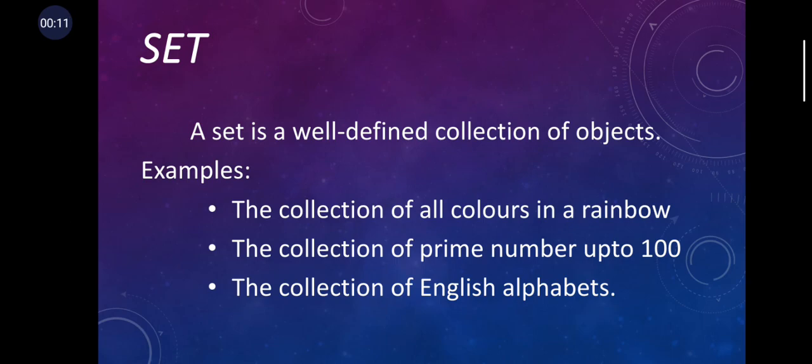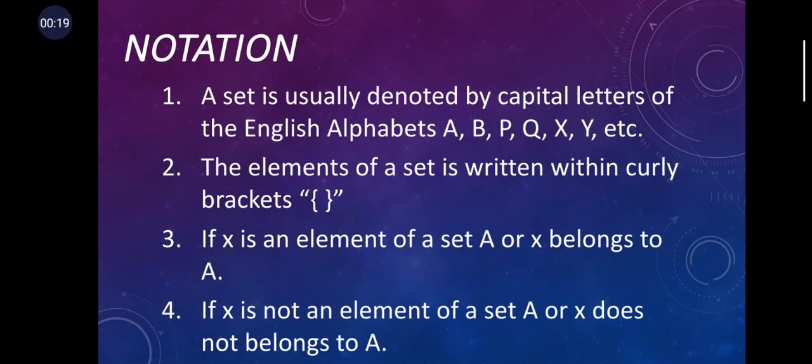Examples: the collection of all colors in a rainbow, the collection of prime numbers up to 100, the collection of English alphabets. A set is usually denoted by capital letters of the alphabet: A, B, P, Q, X, Y, etc. The elements of a set are written within curly brackets.